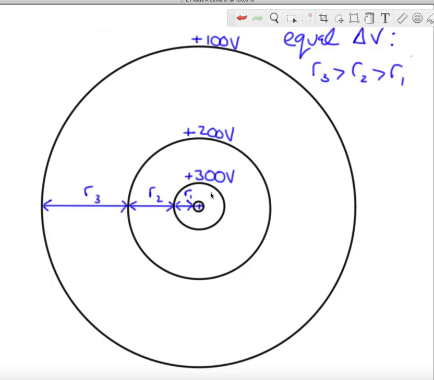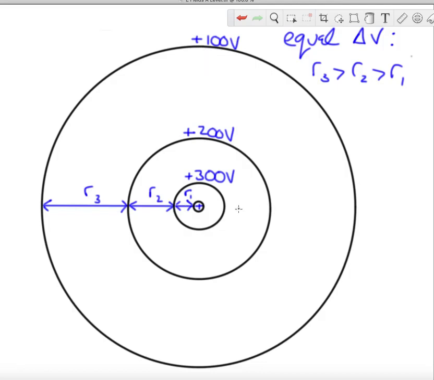So this distance out, the potential is plus 300 volts from this positive charge. If I drop 100 volts, I go out to here. You see how this distance, dropping the next 100 volts, is larger than this distance. So for equal changes in potential, the changes in distance get bigger. The changes in radius get bigger.